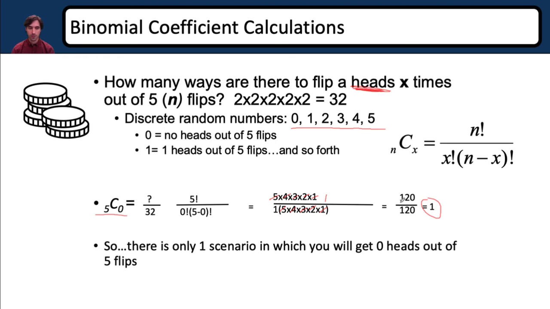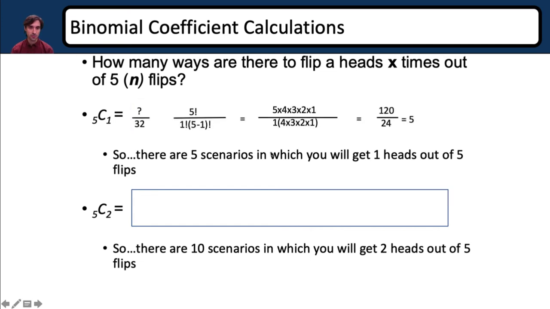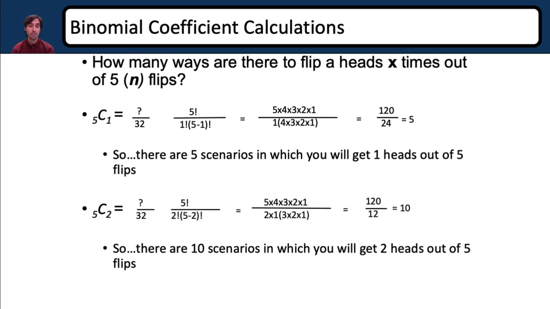There you go. All right, so our next one is, what are our chances of flipping only 1 heads out of 5 flips? Okay, so you can do the math, you can have fun with this, but let's just find out what it is. So out of the 32, there are 5 scenarios in which you will get 1 heads out of the 5 flips. Okay, so what about for 2 heads? What is the chances of that?